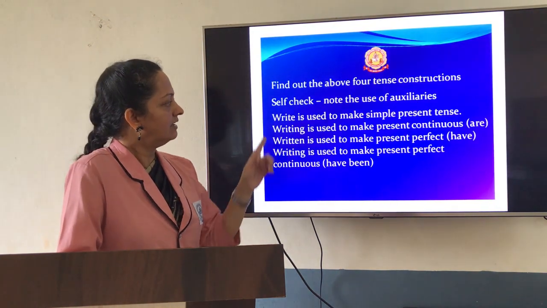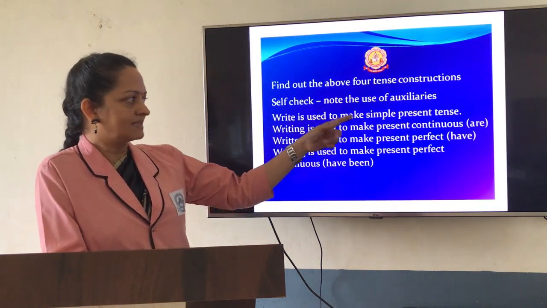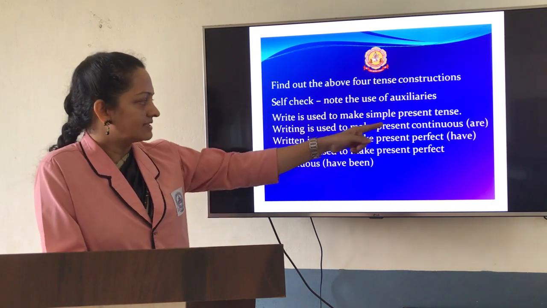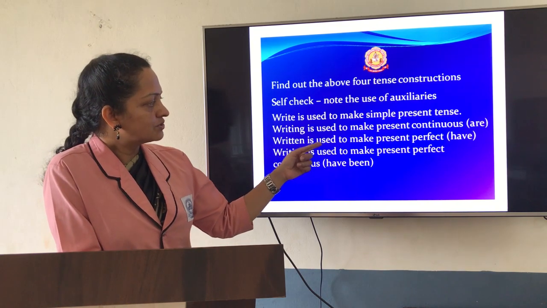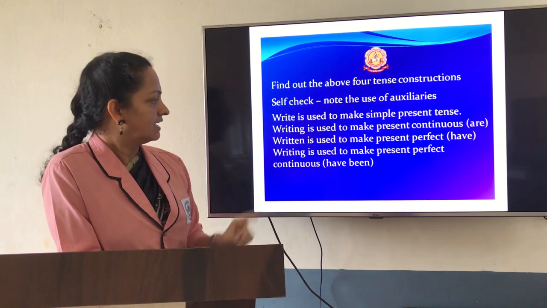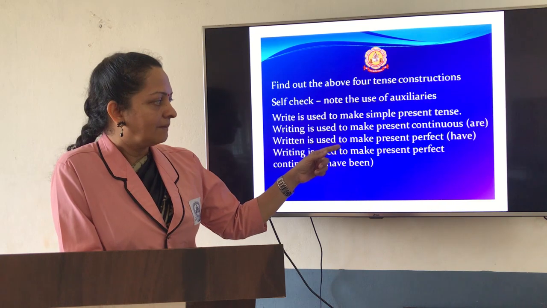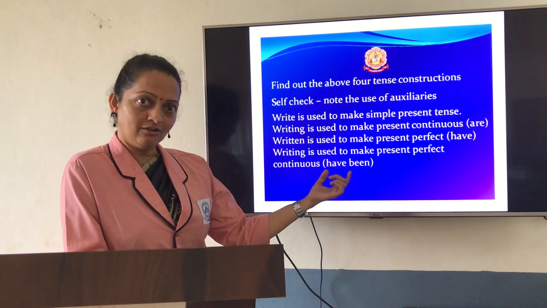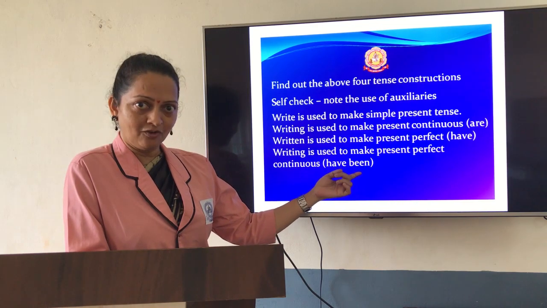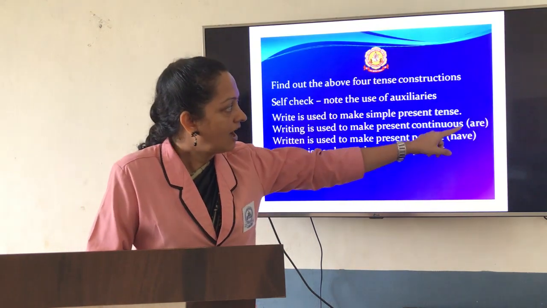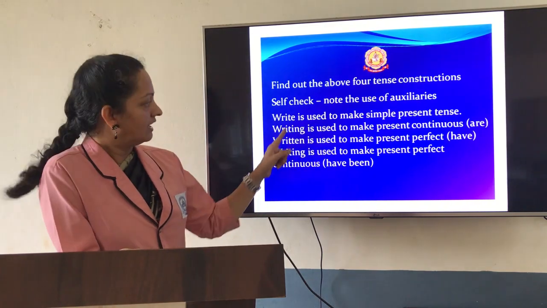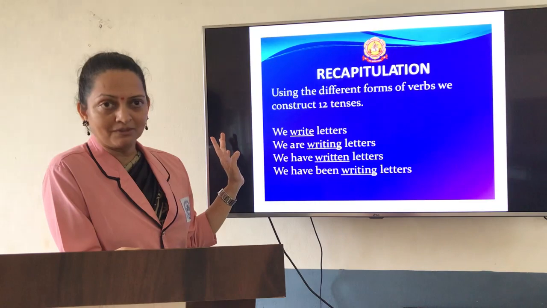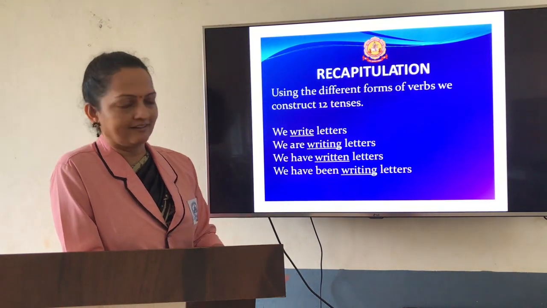Same thing I explained over here. Write is used to make simple present tense. Writing is used to make present continuous tense. Written is used to make present perfect. Writing is used to make present perfect continuous, because they have been used with auxiliaries, and also we have the participle of be: have been, have, are. And of course in the first one, it is simple, so there is no use of an auxiliary over there. We write letters, right?